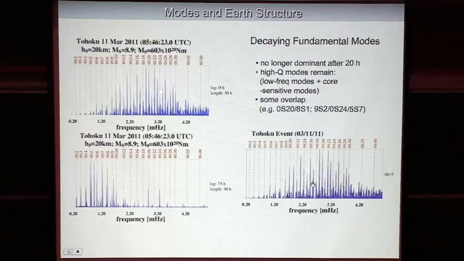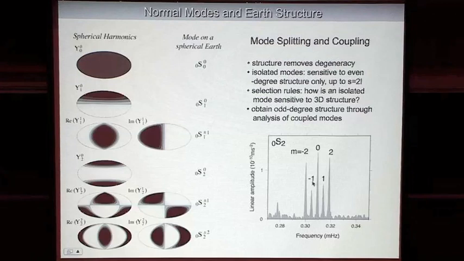Well, it turns out we are dealing with a rotating planet, a slightly oblate planet, and we are dealing with 3D structure. All of these three things remove the degeneracy of the free oscillations. What that means is when we look at one particular mode, it's not just one single oscillation. Each mode actually consists of 2L plus 1 so-called singlets.